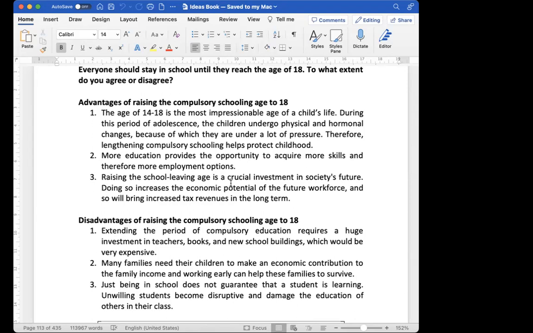Now you read the points. Advantages of raising the school leaving age to 18. The age of 14 to 18 is the most impressionable age of a child's life.